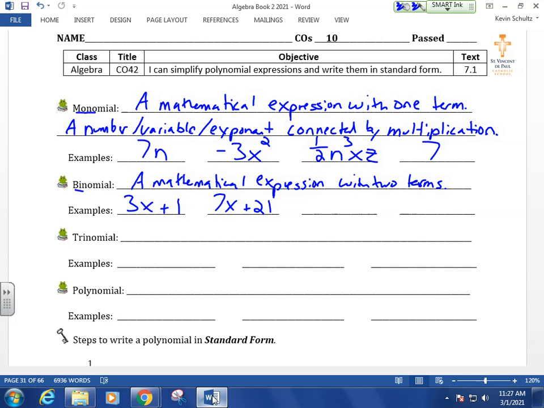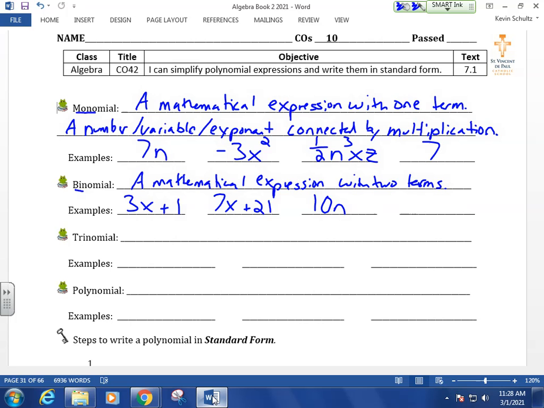Which brings me to a good point. What came up in the last class, someone suggested something like 4n plus 6n. What's true about those terms? We can simplify them. They share a variable to the same power. So 4n plus 6n is actually 10n, so that expression would be a monomial.